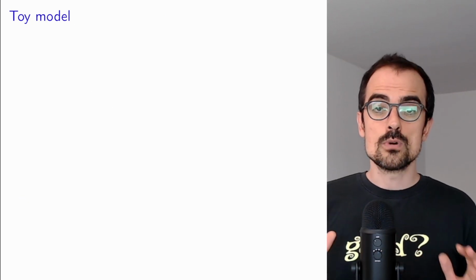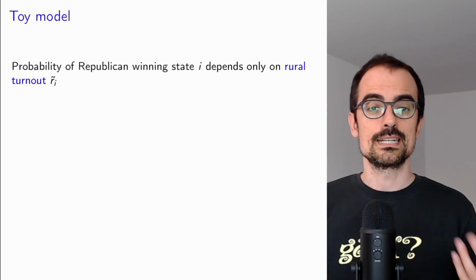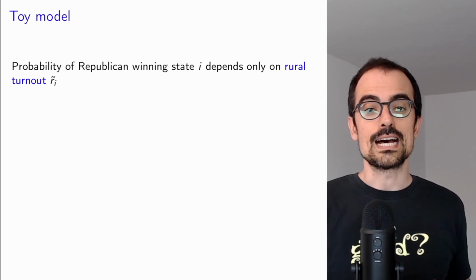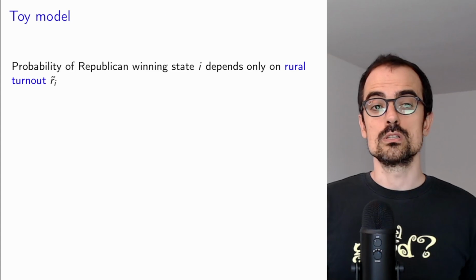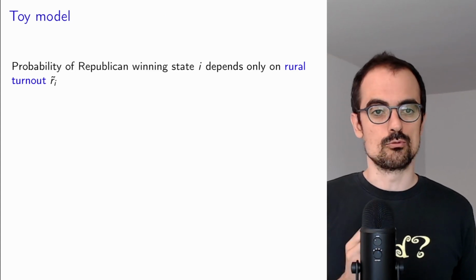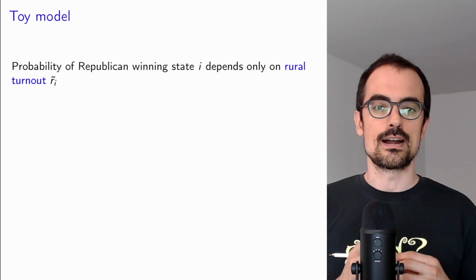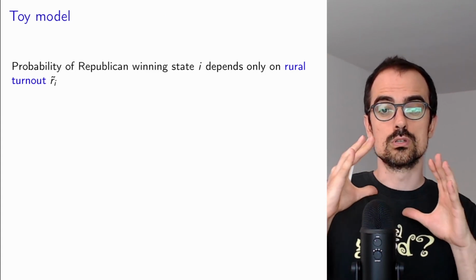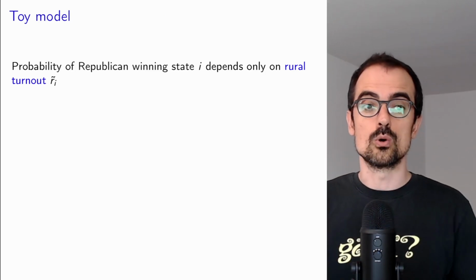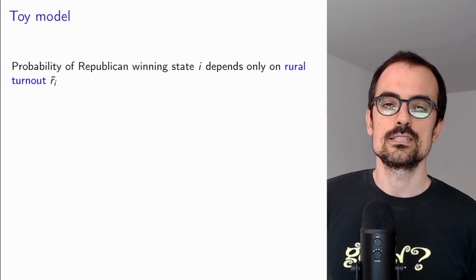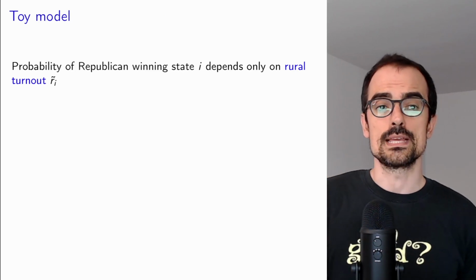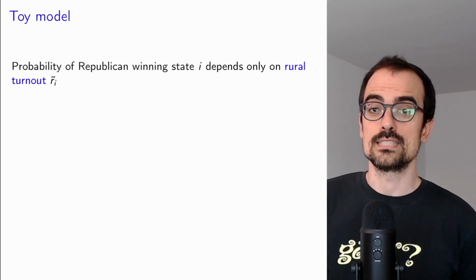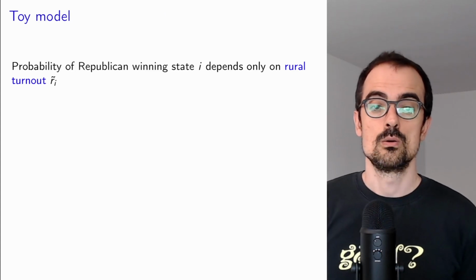Now, in our toy model, the probability that the Republican candidate wins state i only depends on the rural turnout, which we represent by a random variable Ri. This is the fraction of rural voters that go to vote that day. This is inspired by the fact that rural voters tend to support Republicans more than Democrats.